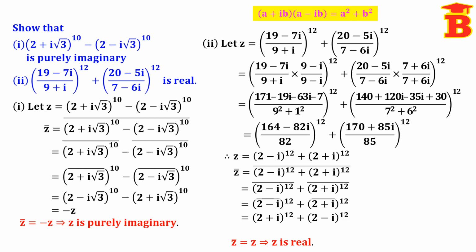Now we can observe that this is nothing but the given complex number z. See the z term. So this (2 minus i) whole power 12, in the answer we have it in the second term. Similarly this (2 plus i) whole power 12 also is there as the first term. So both are same only. So this we can write equal to z. So this is what we have to prove. Therefore z bar equal to z means z is real.